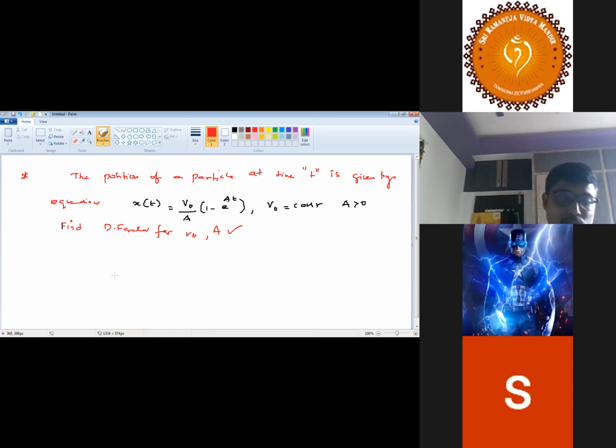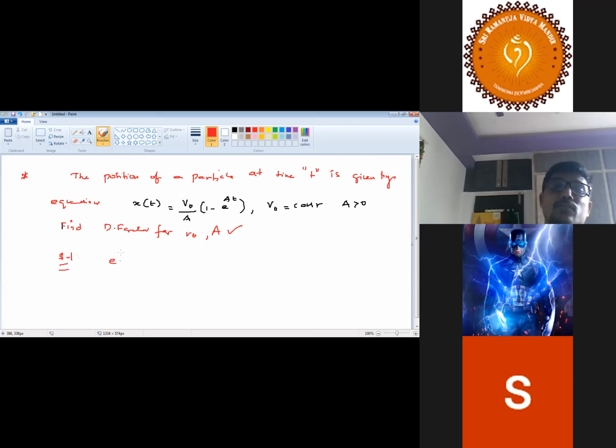Sir, is V naught equal to t power minus 1 L? V naught is equal to t power minus 1 L. What about a naught? A is t power minus 1. Yeah, good. So here the first solution, simple.